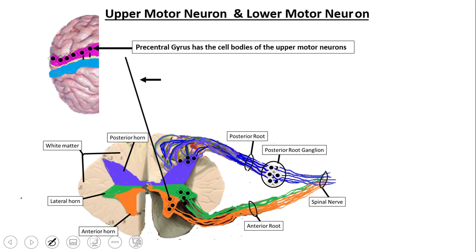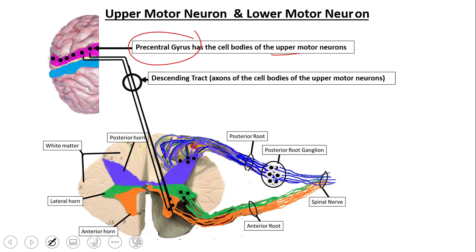Now, the precentral gyrus has somatic motor cell bodies. They control our skeletal muscles, and we call them upper motor neurons. The signal from the precentral gyrus goes down through a descending tract to go to the opposite side anterior horn of the spinal cord. So if this is your left precentral gyrus, the signal from there goes through this descending tract to the right anterior horn of the spinal cord.